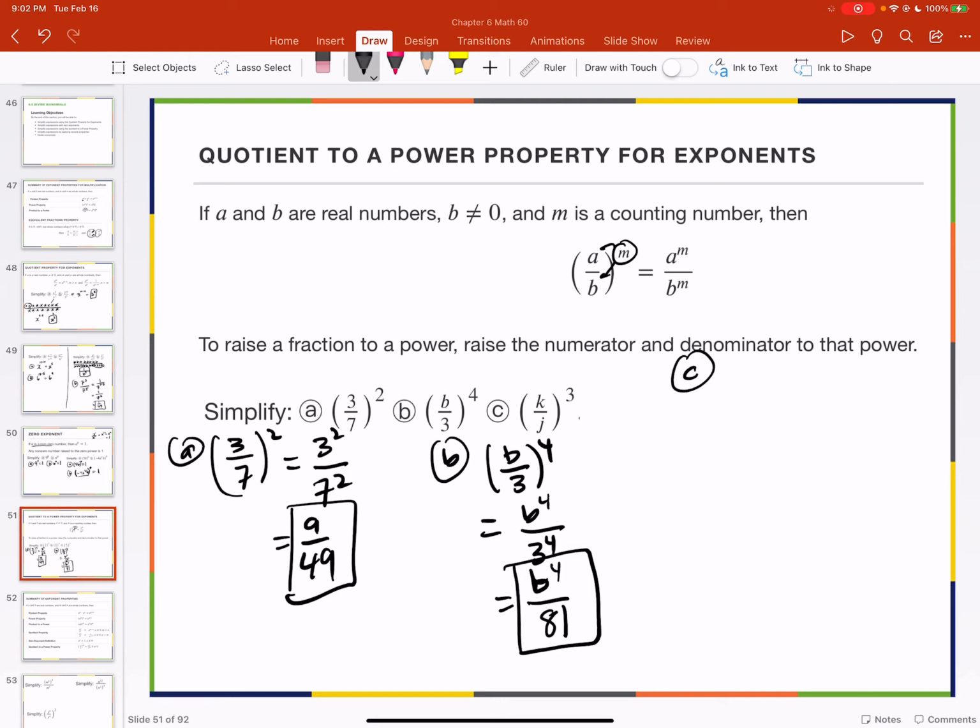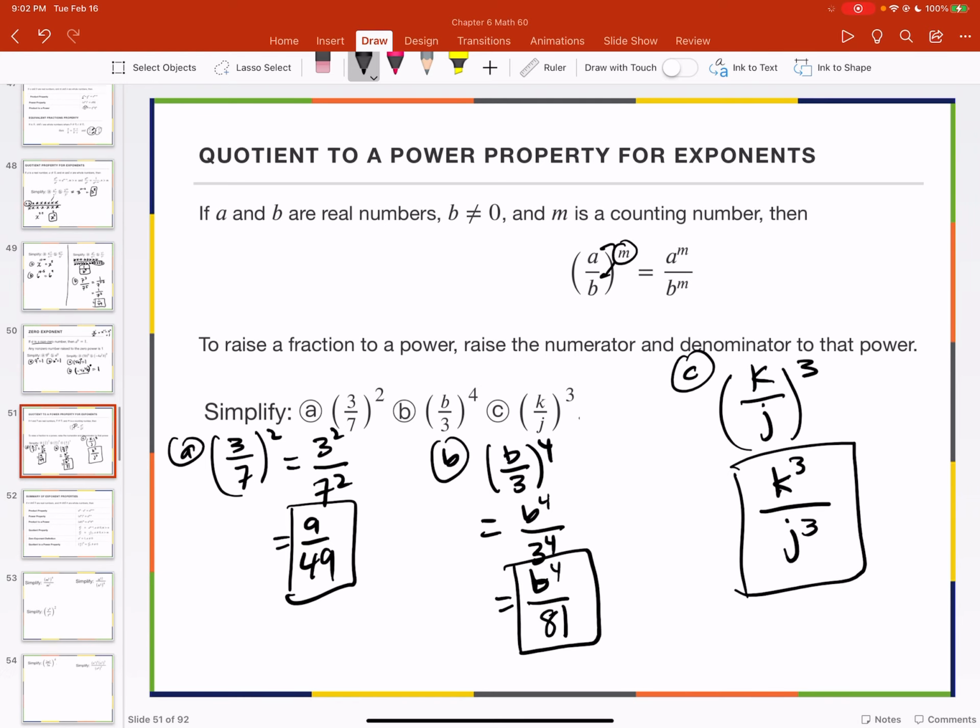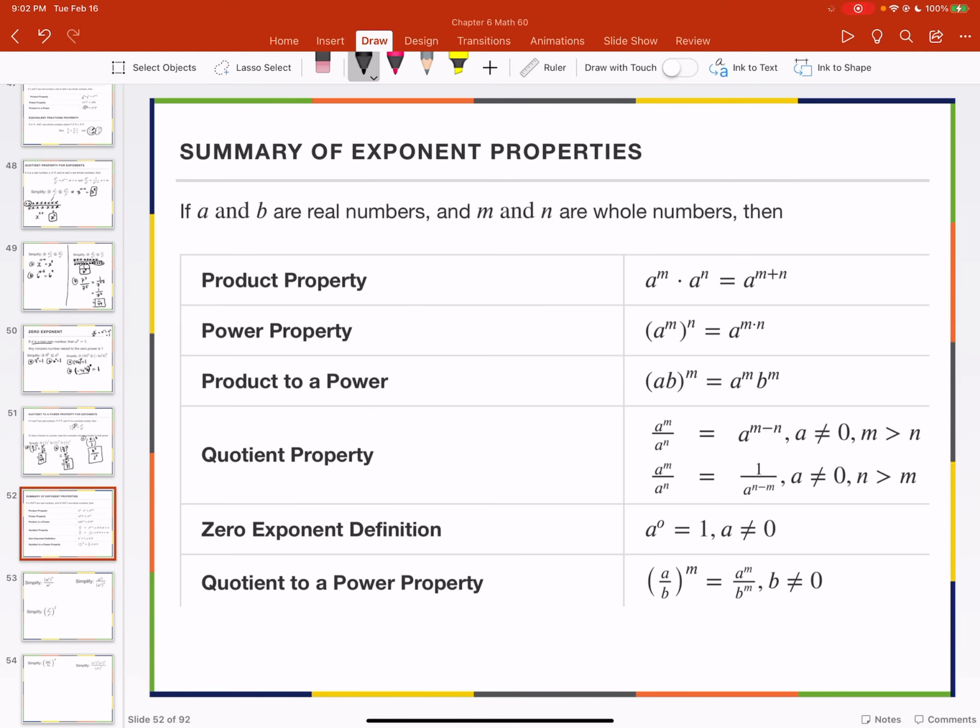Okay, and then C, we have K over J raised to the power 3. Well, that's just K cubed over J cubed. Okay, all right, so in summary, if you're multiplying them, you add the exponents, same base. If you're raising a power to a power, you're multiplying the exponents. Here, product to a power, distributing.